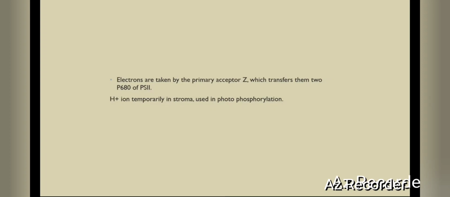Electrons are taken by the primary acceptor Z, which transfers them to P680 of photosystem 2. Hydrogen ion temporarily stays in the stroma. It is used for photophosphorylation.